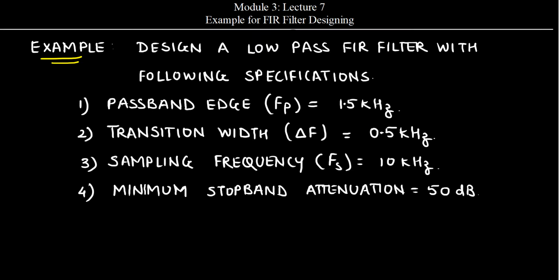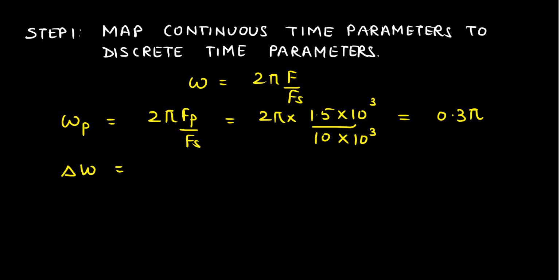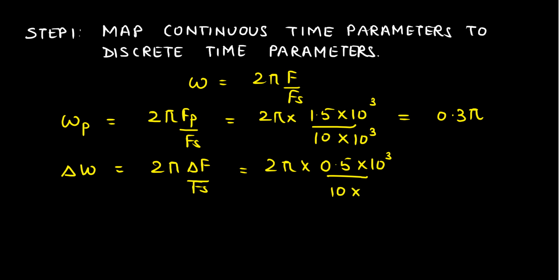One more parameter that we can find in this omega domain is the transition width, that is delta f. So we can find delta omega, which is equal to 2 pi delta f by Fs. This delta f is given as 0.5 kHz. So 0.5 into 10 raised to 3 divided by 10 into 10 raised to 3, which is equal to 0.1 pi. Now in order to find the cutoff frequency, we need to find the stop band edge also.